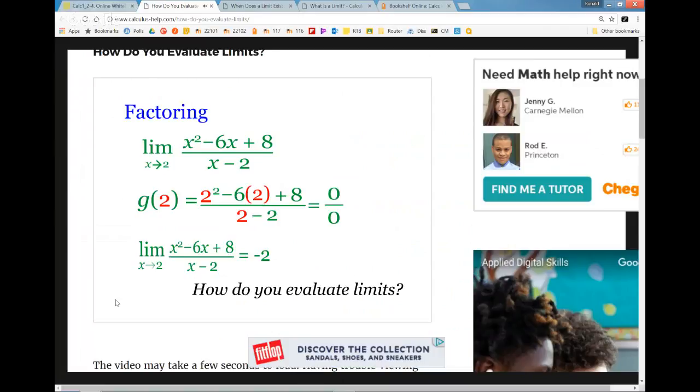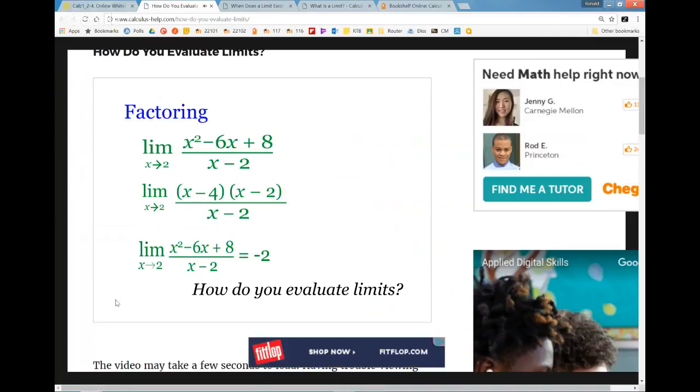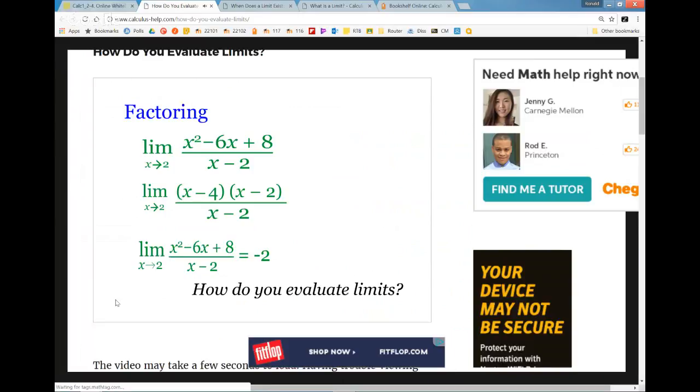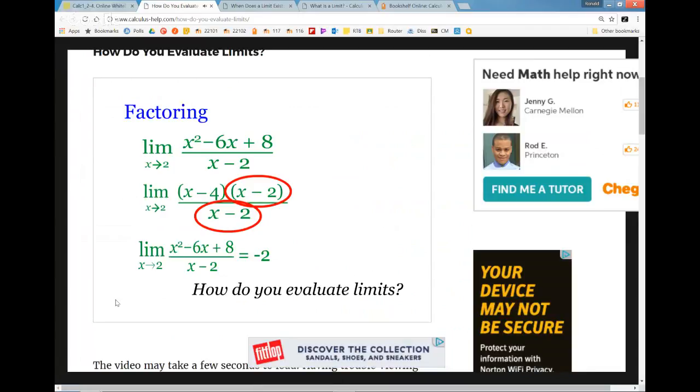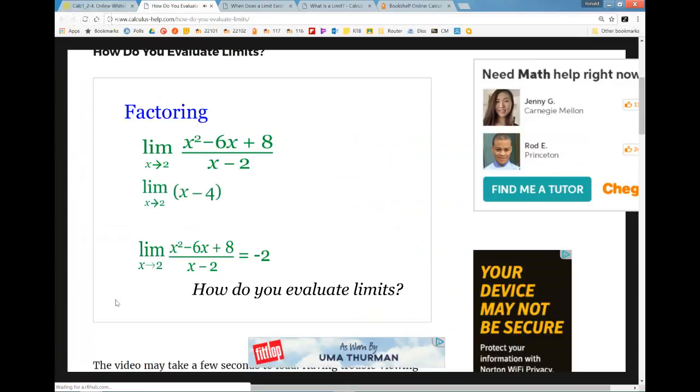We'll use the factoring method because the numerator of this fraction is factorable. If we factor it, we'll get x minus 4 times x minus 2. Can you see why that's a good idea? Well, the reason is because now the numerator and the denominator both contain the term x minus 2, which I'm going to cancel out. This leaves the limit as x approaches 2 of x minus 4.